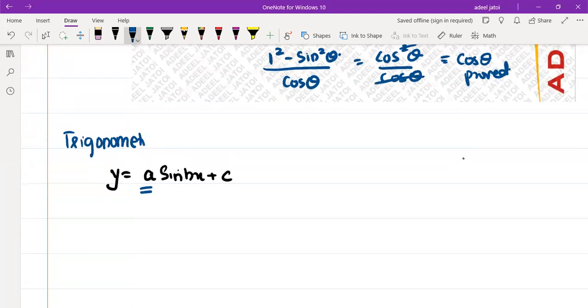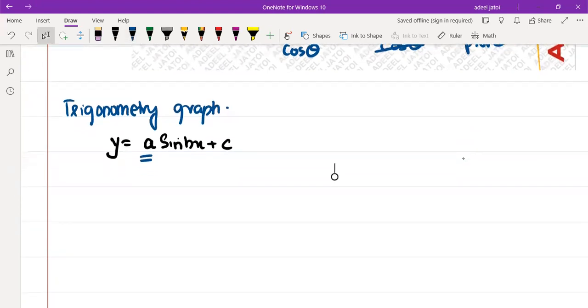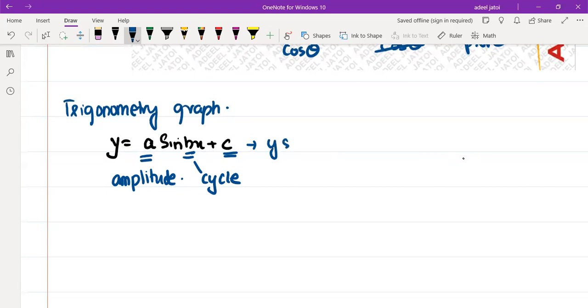Trigonometry graphs. Your normal equation is y is equal to a sine bx plus c. You need to understand that your a shows amplitude. Your b shows cycle. Your c shows y shift.